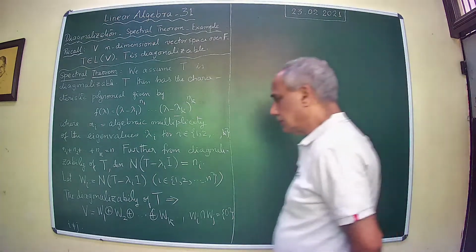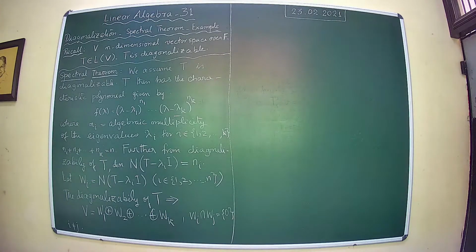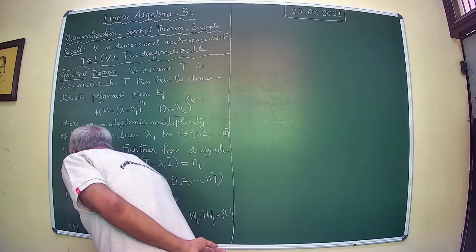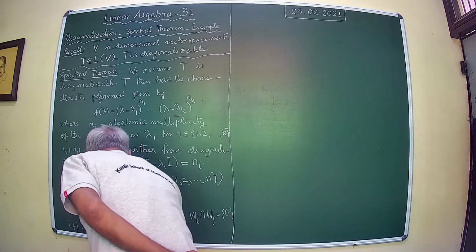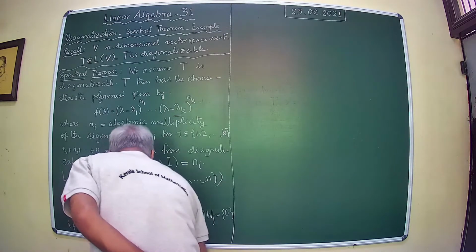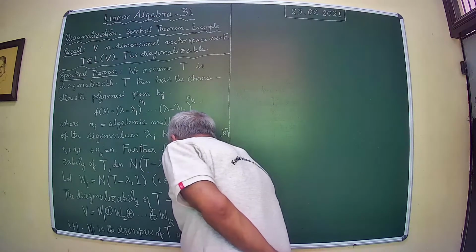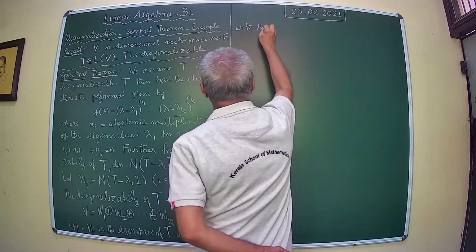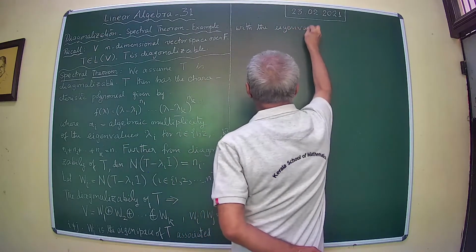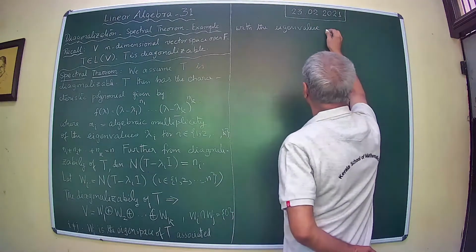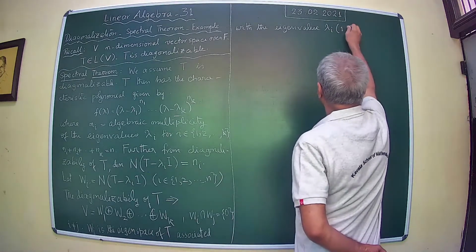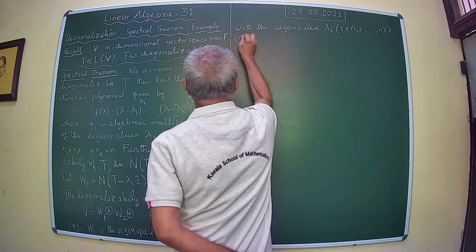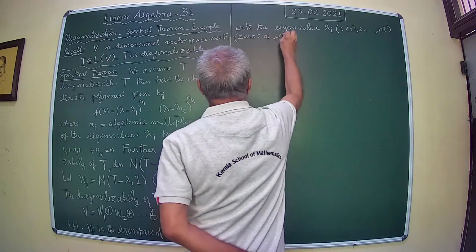And Wi's are the eigenspaces of T. So Wi is the eigenspace of T associated with the eigenvalue lambda i.